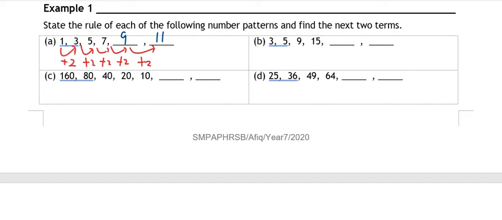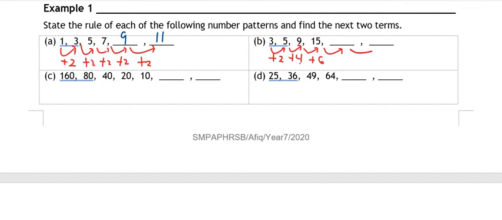Right, let's have a look at the next one. The next one here, you can see 3, 5, 9, 15. So it is increasing, so it's obvious that you're going to add a number to each term. 3 to 5 is added by 2. And then 5 to 9 is plus 4. And the next, 9 to 15, is added by 6. So plus 2, plus 4, plus 6.